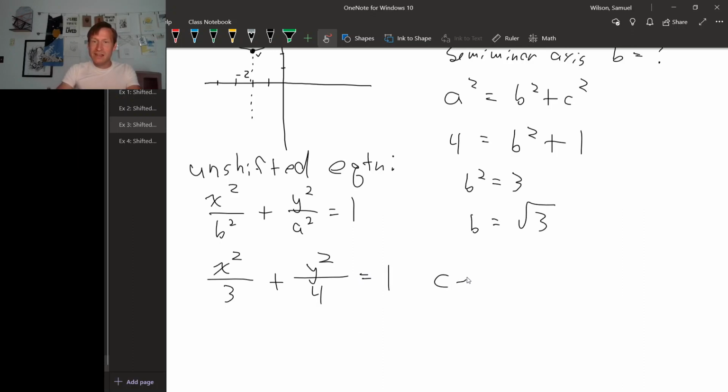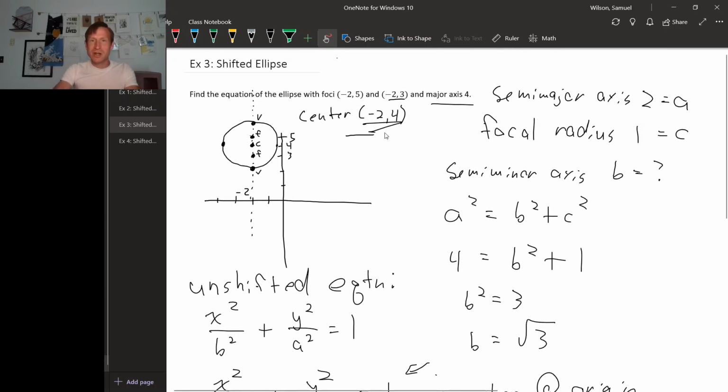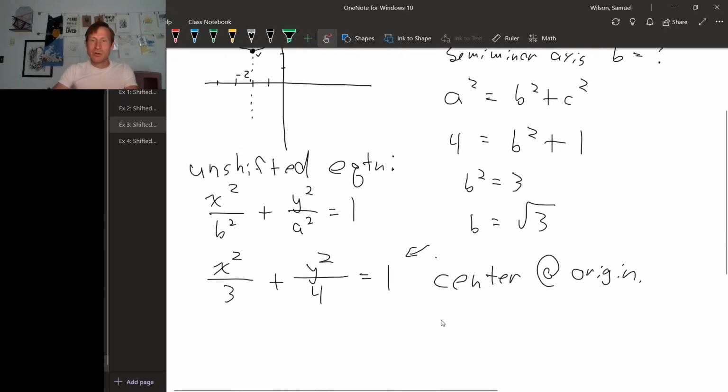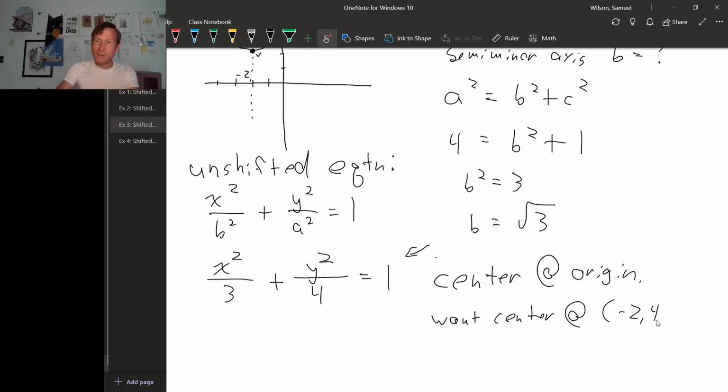And remember, this version of the equation for an ellipse has the center at the origin. Okay, we need the center to be at, let's see, we had it in our picture here, minus 2 comma 4. We want the center at minus 2 comma 4.